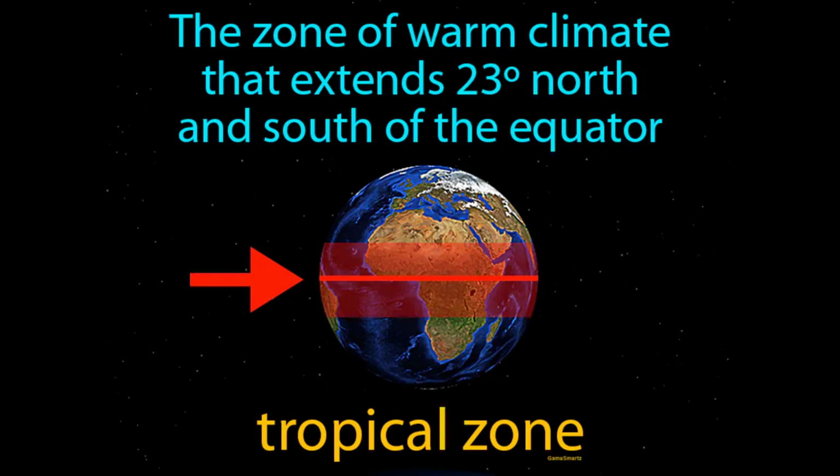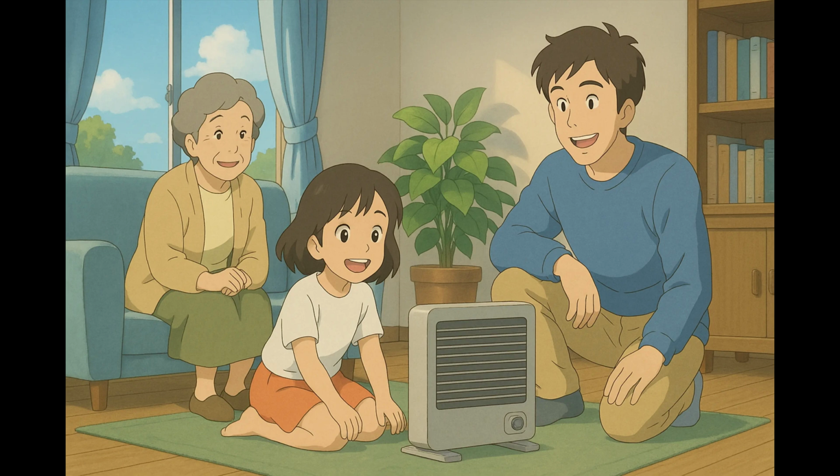The zone of warm climate that extends 23 degrees north and south of the equator. Tropical zone. The tropical zone is a warm region around the equator with consistent weather where temperatures are generally hot year-round. Imagine trying to keep your living room warm during the winter when your heater only covers the center of the room.